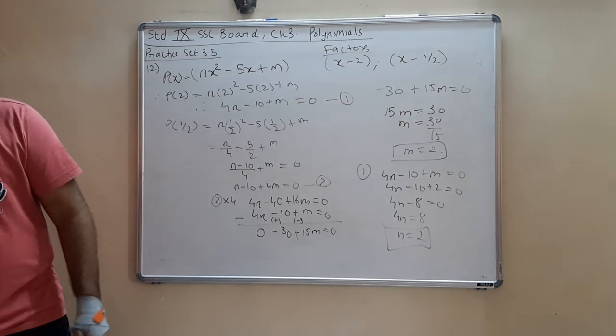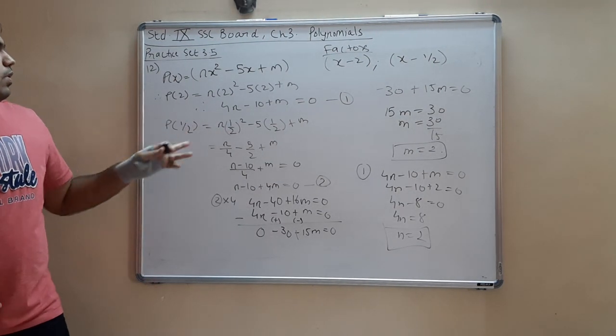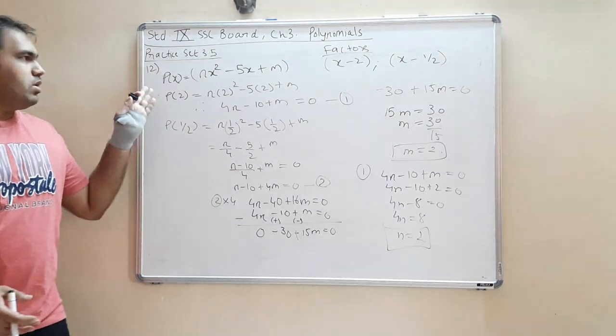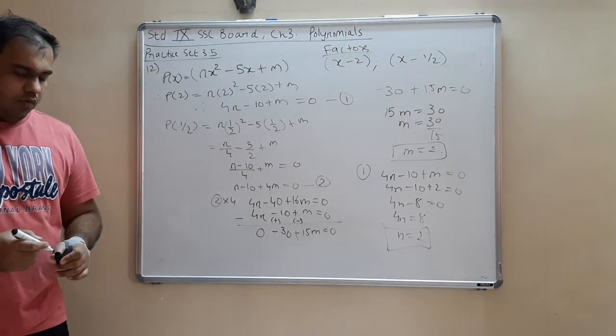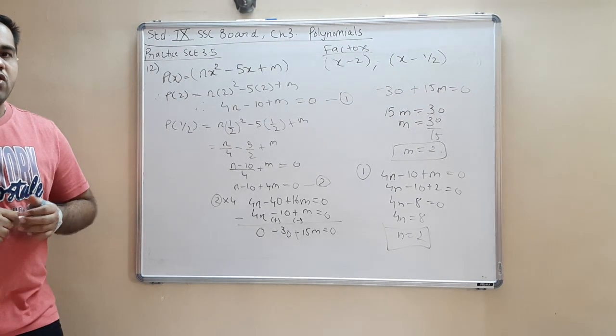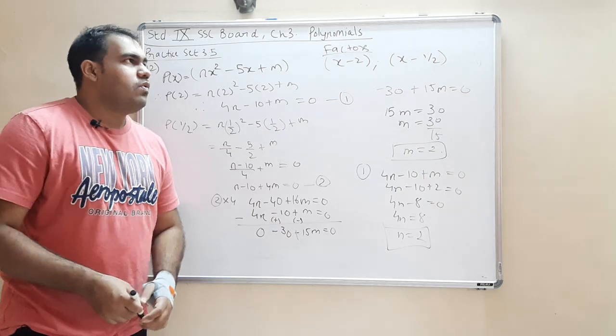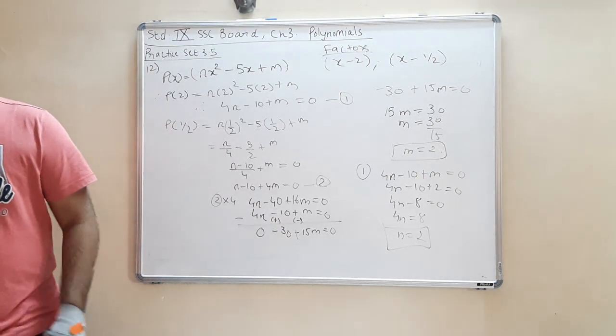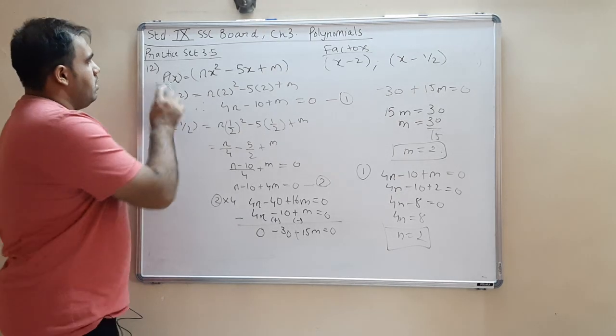So that concludes practice set 3.5 fully. I have done all the 13 questions and this 12th question I have just done now. 12th question is quite easy, not difficult. Because I marked it with an asterisk, the asterisk questions are a little difficult. Okay, so please take this down and I hope you have understood practice set 3.5.